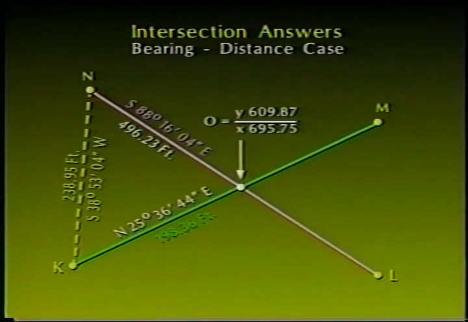The coordinate value of station O is Y 609.87 feet, X 695.75 feet. The distance of line NO is 496.23 feet. The bearing of line KO is north 25 degrees 36 minutes 44 seconds east.